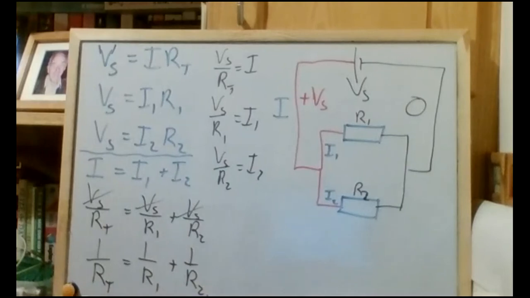And if there were three resistors in parallel, it would be 1 over RT equals 1 over R1 plus 1 over R2 plus 1 over R3. Okay, so that's resistors in parallel. That's the value you get. Just a couple of things to be aware of.